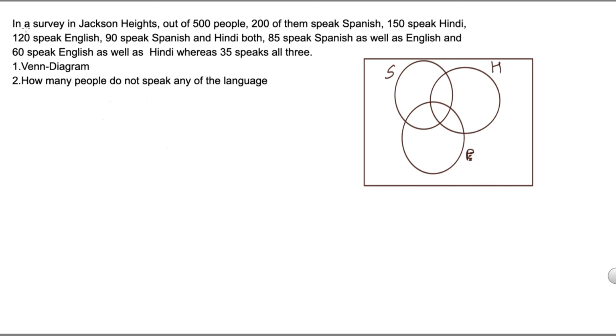Let us see a little bit tougher example now. In a survey of Jackson Heights out of 500 people, so our n(U) is 500, 200 speak Spanish, so n(S) is 200, 150 Hindi, 150.